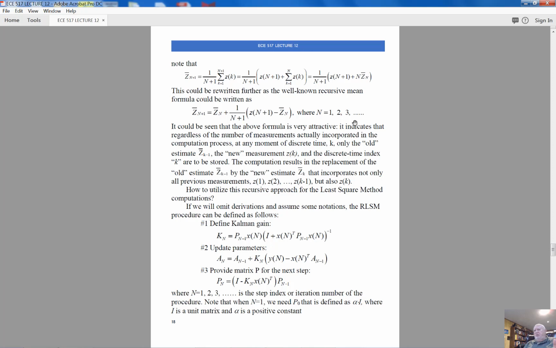What do we have to store actually in memory? We have to store the old mean value, the new observation or new measurement, and the total number of observations. That's it. Very convenient.